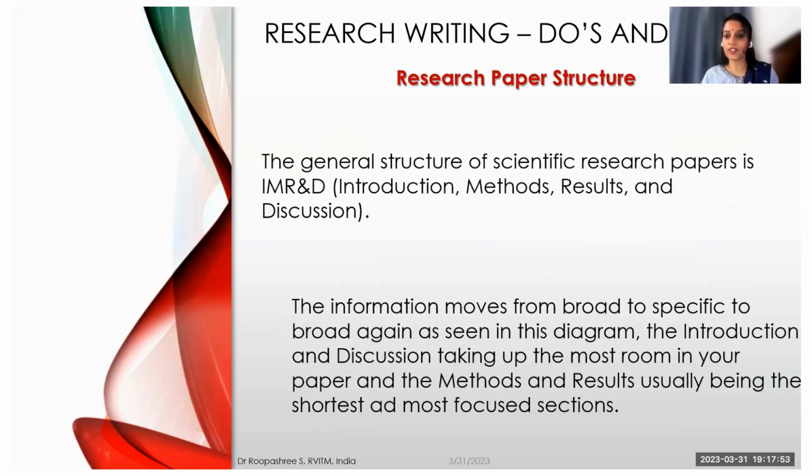The general structure of the scientific research paper, as I told before, is IMRD, which plays a major role in the organization of the paper: introduction, methods, results, and discussion. The information moves from broader to specific and to broader again, as seen in the previous diagram. The introduction and discussion take the most room in your paper, with the methods and results usually being the shortest, most focused sections.